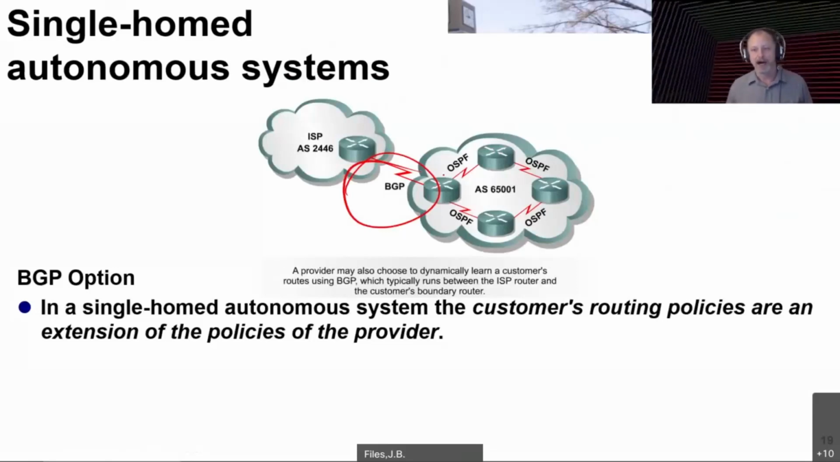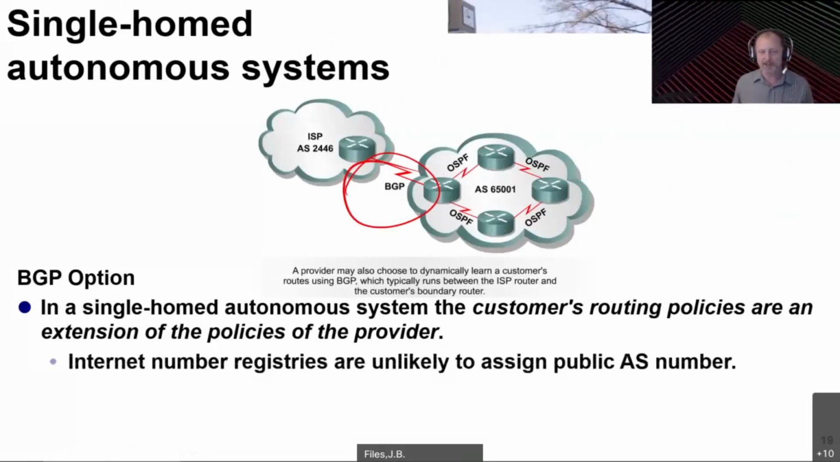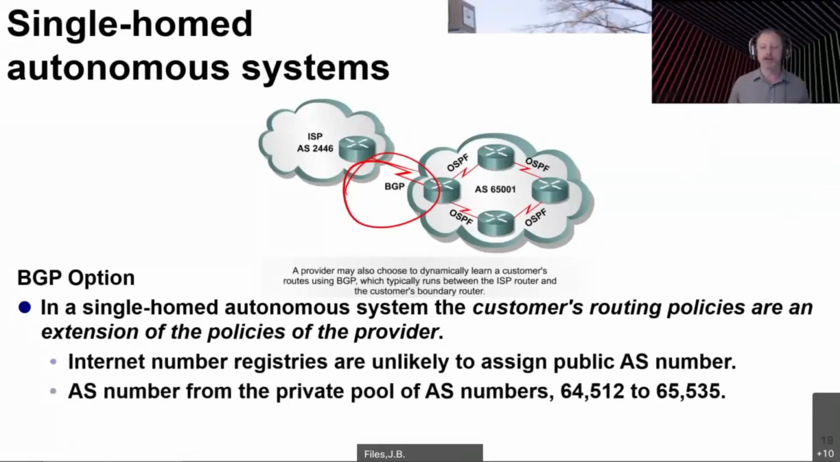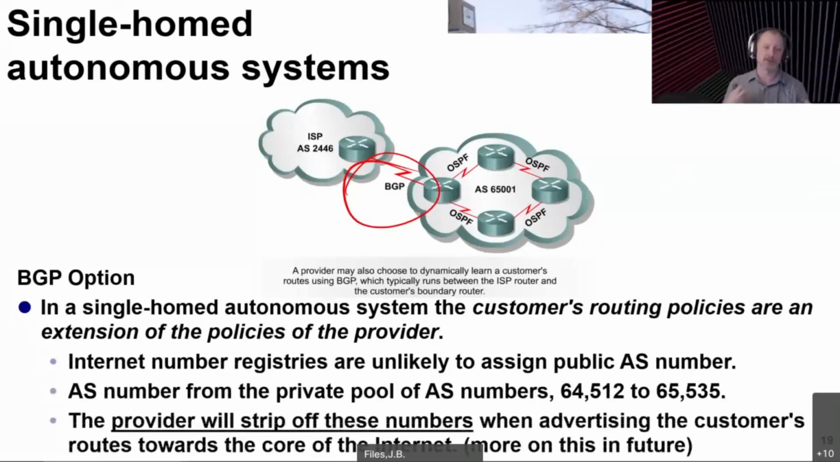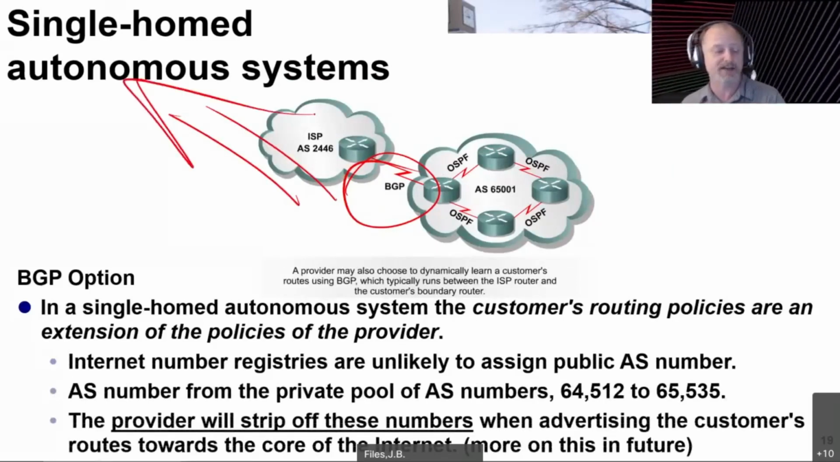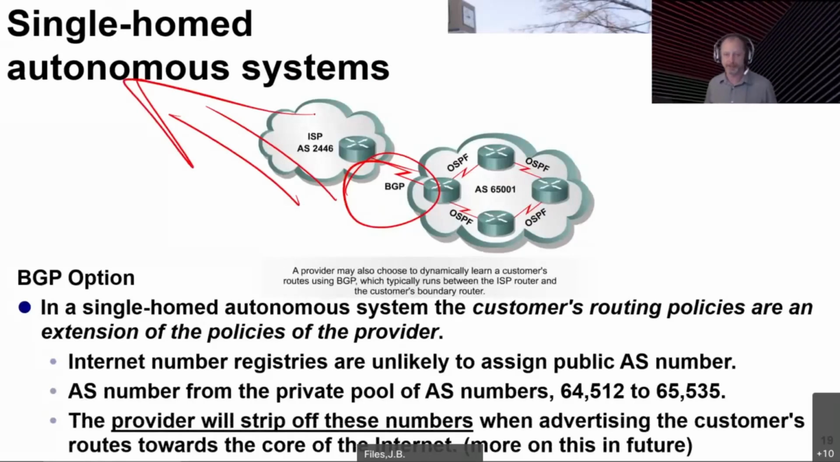The alternative is to do that same thing but use BGP. But you're not going to get an autonomous system number. You're going to use one from the private pool, and then the provider will strip those off as you get advertised to the rest of the world via BGP. Okay.